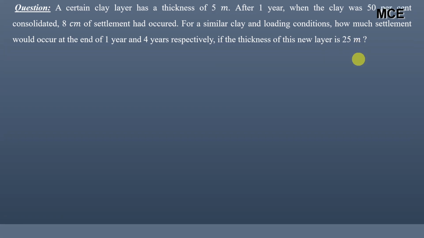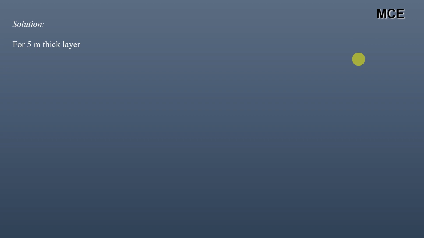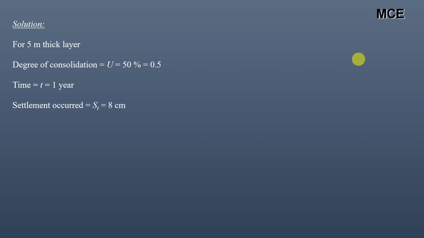Okay. So for our clay, that is for a 5 meter thick layer, degree of consolidation has been given as 50%, or you can write it as 0.5. Time for this 50% consolidation is 1 year, and settlement which has occurred during this 1 year is 8 centimeter. So from this you can calculate the total settlement of the soil.